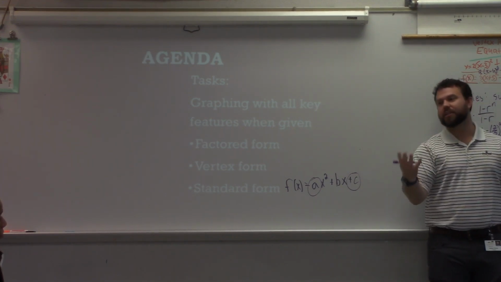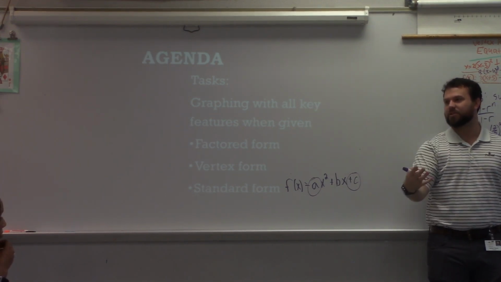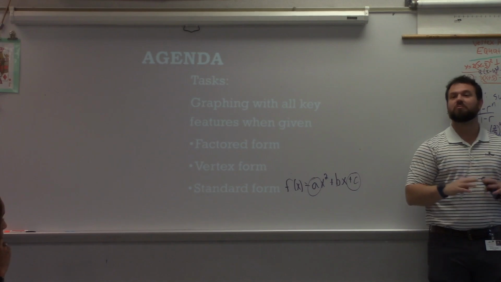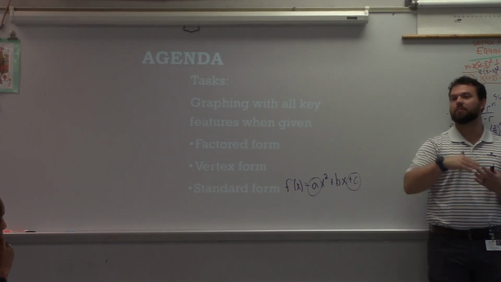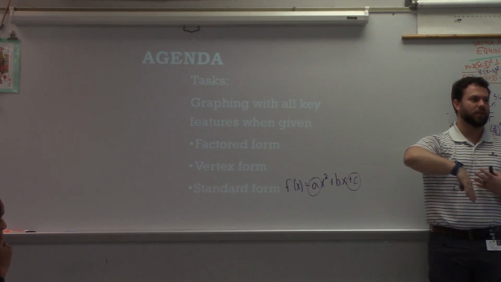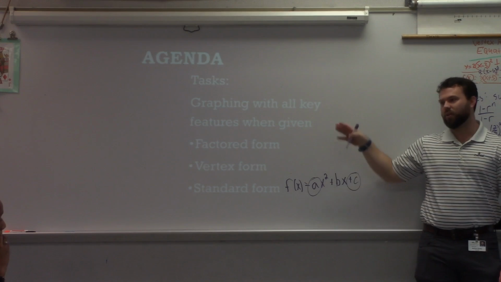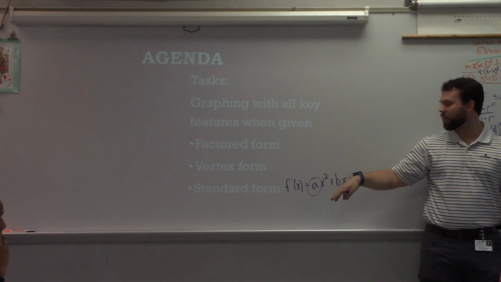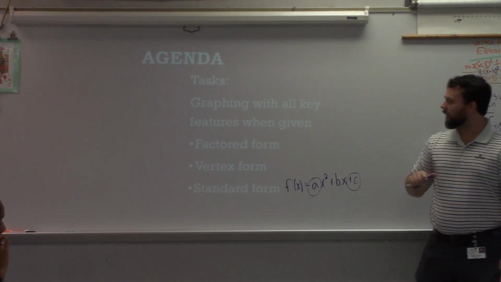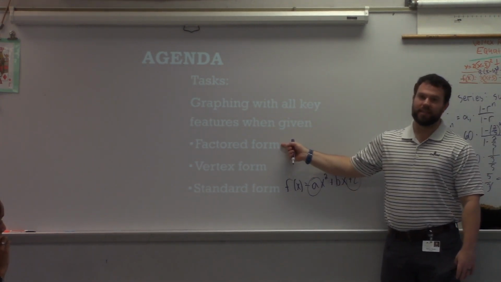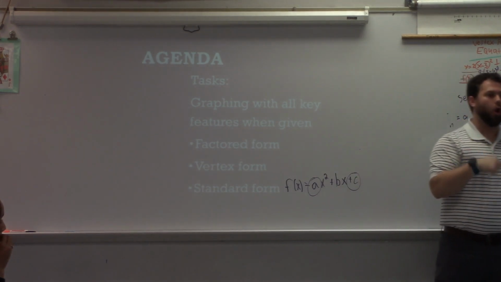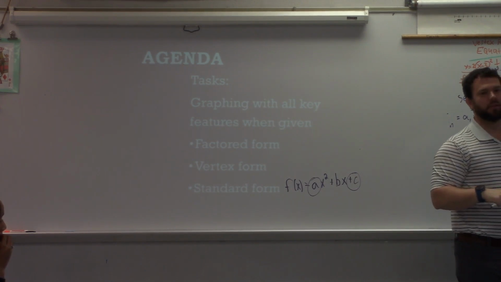But on your test, you will have to show me the highlighted features in each form, okay? Now, if you can show me all features, that's going to be stronger evidence, and that's what can push you into the exceeds portion of the proficiency scale. The target, though, is all the highlighted features, okay? Now, what I will point out is factored form is the only one that you already know how to find all of the features with.